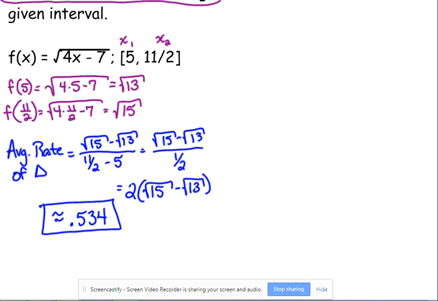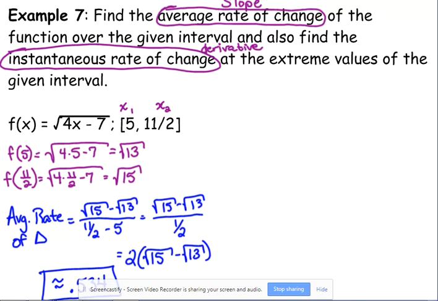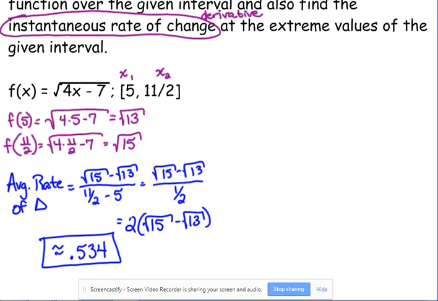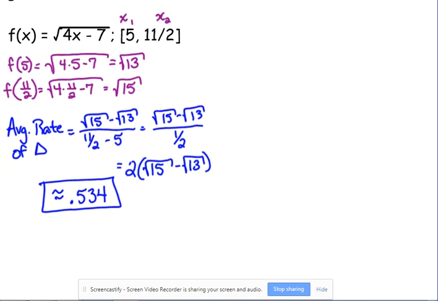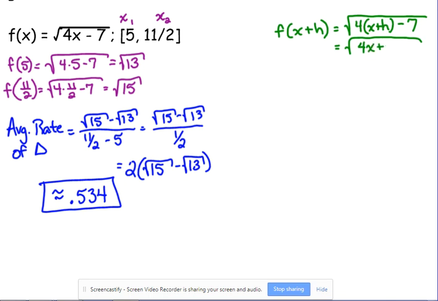So that's the average rate of change over this interval. The second part of the problem, they asked us to find the instantaneous rate of change, which should make us think derivative at the extreme values. So we need to start with the derivative. We need to find the derivative of this function. So remember, we've got to do f of x plus h, which in this case is 4 times x plus h minus 7. If you want to, you can go ahead and multiply that out, because we're probably going to use it later on. So 4x plus 4h minus 7.